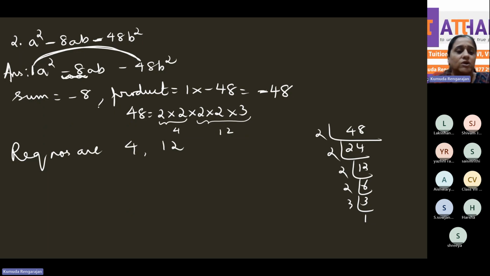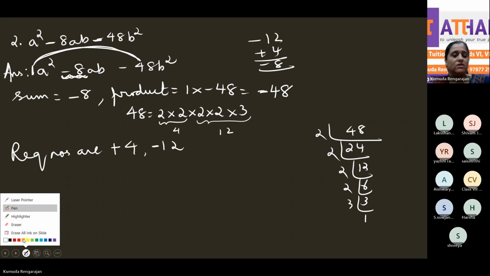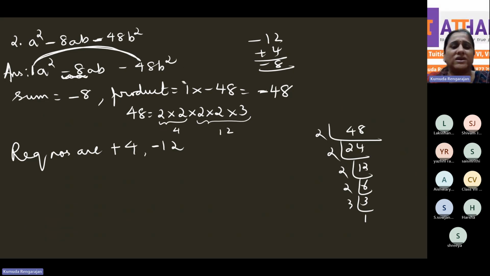Fix the signs. You need to get -8 and the product is -48. So put a minus sign here. This is plus. So when you multiply, you get -48 and the sum, -12 plus 4, is -8. You just have to work with the signs.